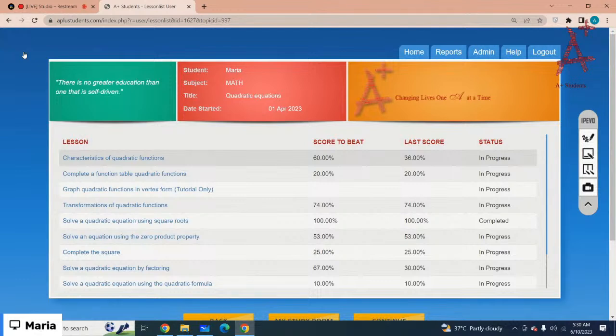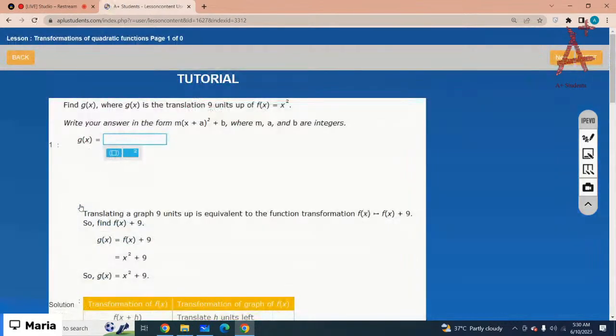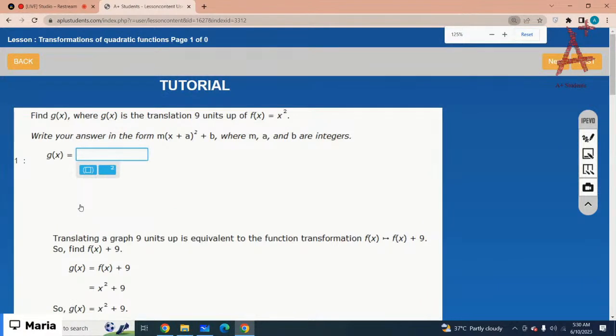Okay, the next one is transformations of quadratic functions. Let's start with the next lesson. Let's start with the first example. Find g of x, where g of x is the translation 9 units down of f of x equals x squared.